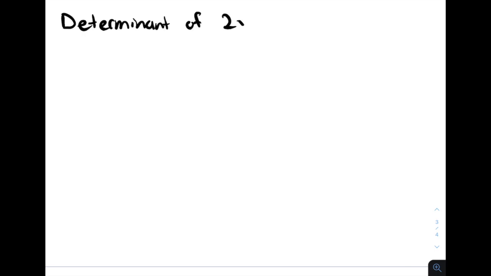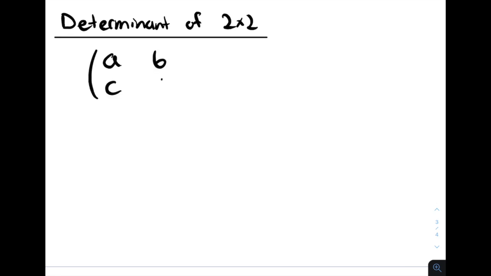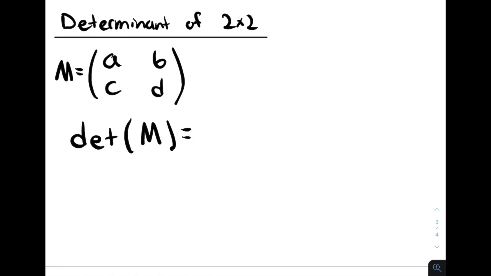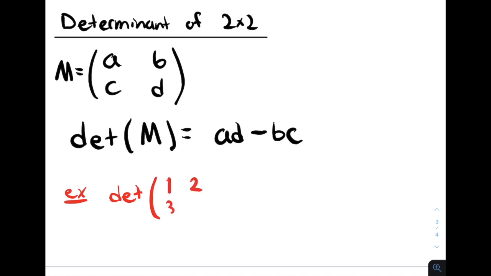In this class, we'll only be interested in calculating the determinant for a 2x2 system. If our matrix has the form A, B, C, D, then we'll say that the determinant of M is AD minus BC. As an example, the determinant of 1, 2, 3, 4 is 4 minus 6, which equals -2.